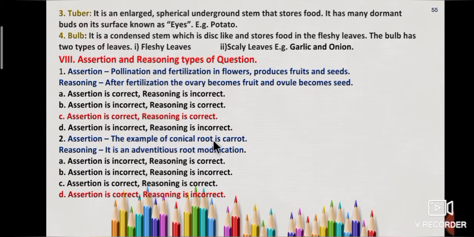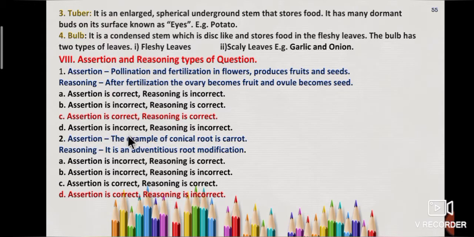Second, assertion and reasoning. Assertion, the example of conical root is carrot. Reasoning, it is an adventitious root modification. Option A, assertion is incorrect, reasoning is correct. Option B, assertion is incorrect, reasoning is incorrect. Option C, assertion is correct, reasoning is correct. Option D, assertion is correct, reasoning is incorrect.